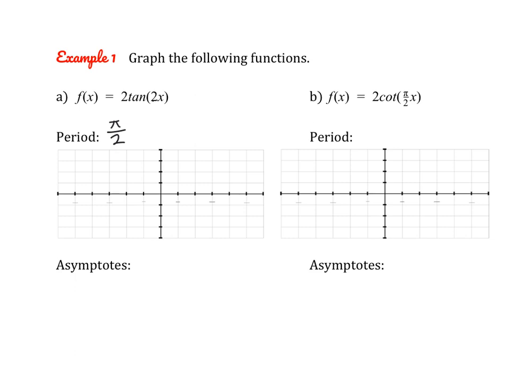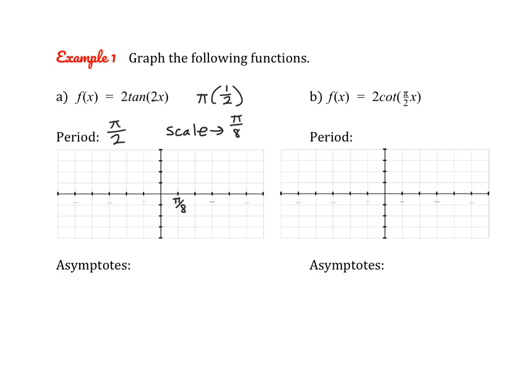The reason why we use this quote-unquote formula is, remember, we take the original period, and for horizontal stretches or shrinks, we actually multiply it by the reciprocal of the factor. So this is going to be our period, pi over 2. To help us set the scale, I like to divide it into 4 parts. So it's going to be every pi over 8.